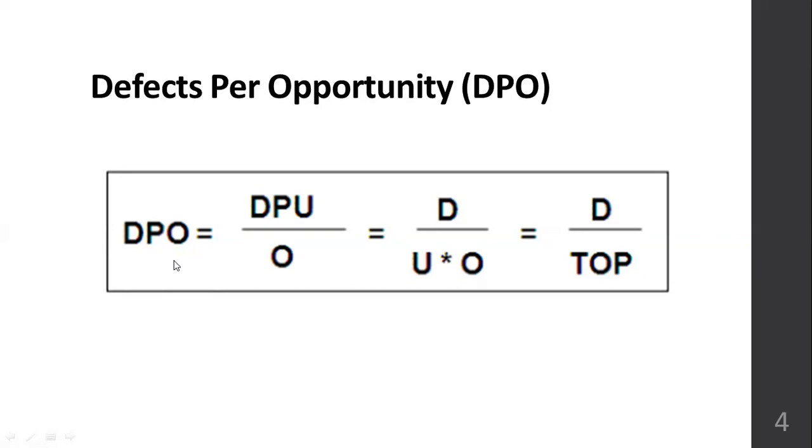Two things you have to count here: how many errors, how many mistakes were done, and how many opportunities of mistakes were also there. If you have these two things, you can find the DPO.